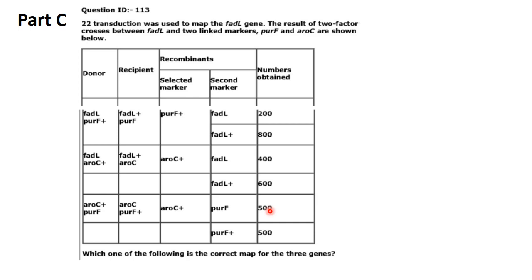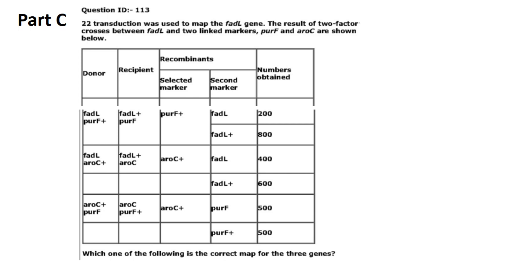So the one having the least percentage of frequency is PURF plus and FADL. So that means they are far apart. So PURF and FADL are far apart, and they are 20 centimorgans apart. Now if you see FADL and AROC plus, it is 400, and AROC plus and PURF it is 500. So the highest is for AROC plus PURF, that is 500.